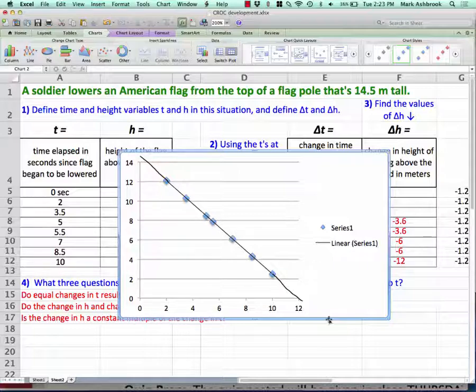Okay, which aspect of constant rate of change would I be illustrating by drawing these segments? Talk with the person next to you. Which aspect of constant rate of change would I be illustrating if I drew those 6 segments? Go. Which one of the 3? Constant ratio, constant multiple, or equal delta t means equal consistent delta h? Go.